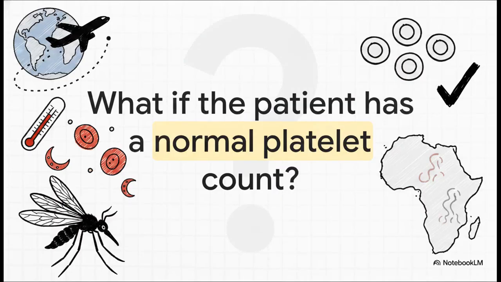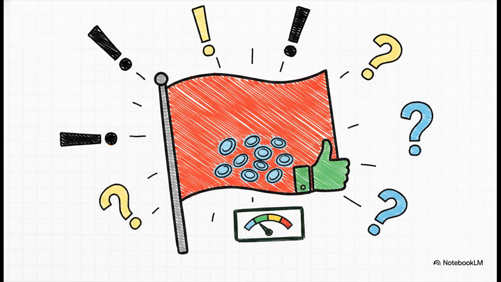Okay, I want you to picture this clinical vignette carefully. You're reading a question stem. The patient comes in with a fever after traveling, but you notice they have a completely normal platelet count. What does that actually mean? I will say this loud and clear. If you see a normal platelet count, question the diagnosis of malaria.